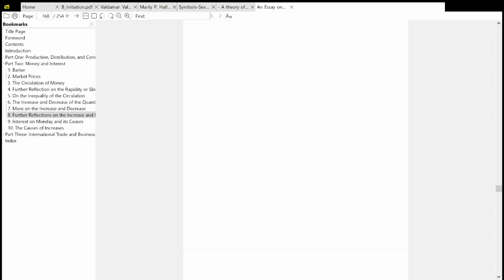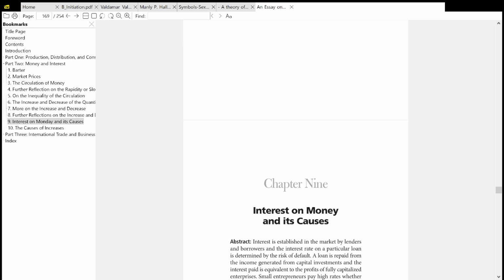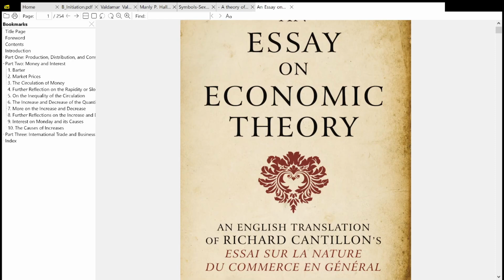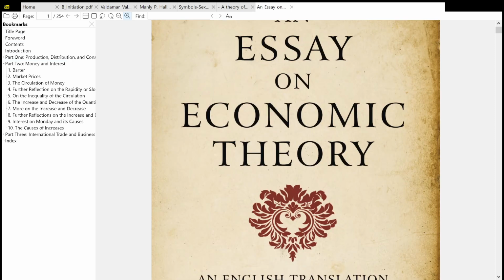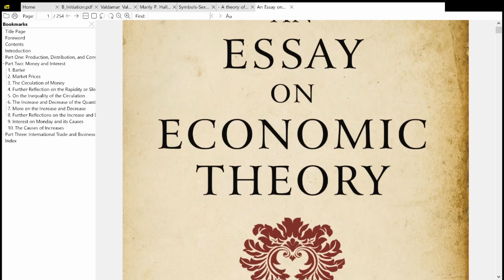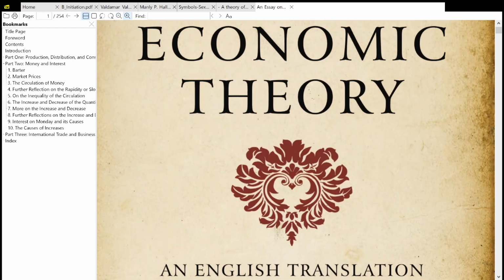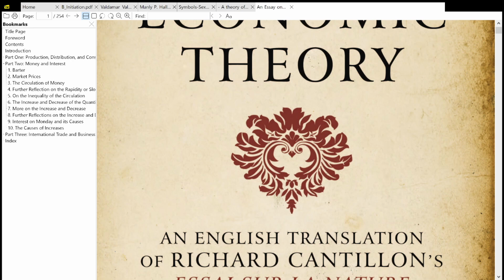So that was further reflections on the increase and decrease of money. And I think that's very reflective of where we are in the world today with our money, and with the idea of everybody blaming everyone else for their problems, and also acting as if they have a solution when they do not. There's only these trade-offs.